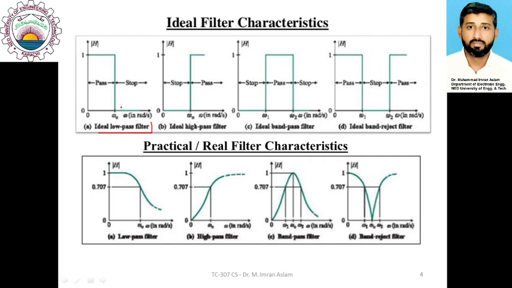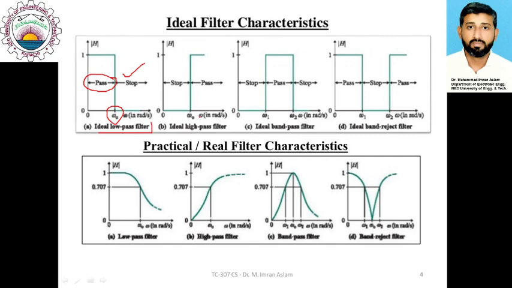You can see that there is a cutoff frequency which is illustrated here as omega naught. All the frequencies below this omega naught represent the pass band of the filter. That means all the frequencies in this range will pass through that filter, and all the frequencies above this cutoff frequency will be stopped by the filter. So this represents the stop band of this filter.